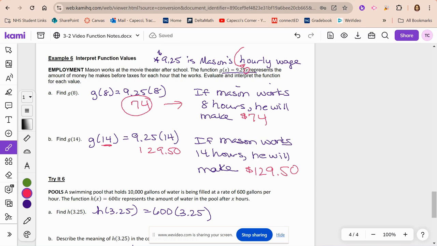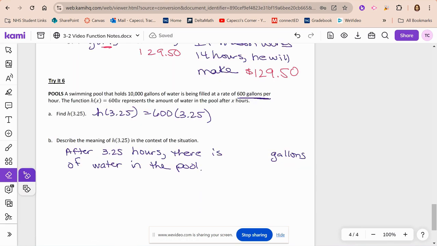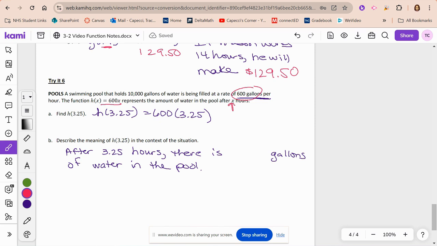Okay, looking at our last word problem, it says a swimming pool that holds 10,000 gallons of water is being filled at a rate of 600 gallons per hour. So for every hour that goes by, it has 600 more gallons of water. Here's the function, which represents the amount of water in the pool after x hours. So we know x is the number of hours. So it says find h of 3.25. So that's the number of hours. We're going to substitute that into our function and we get 1,950 gallons.